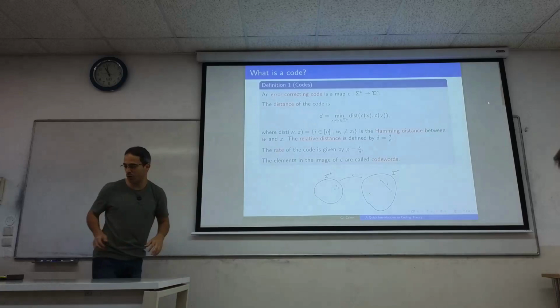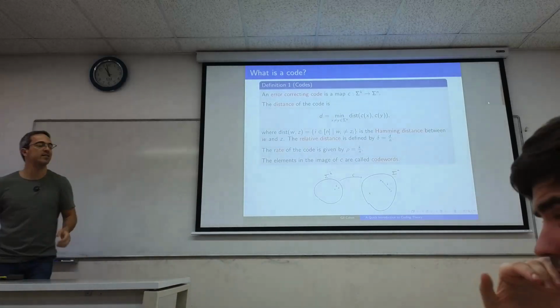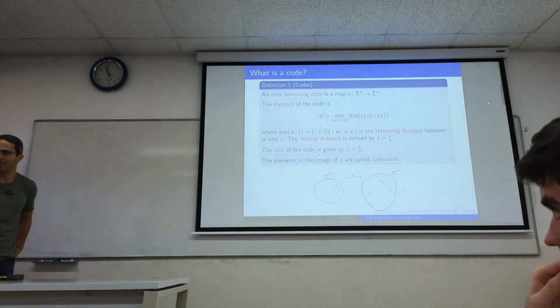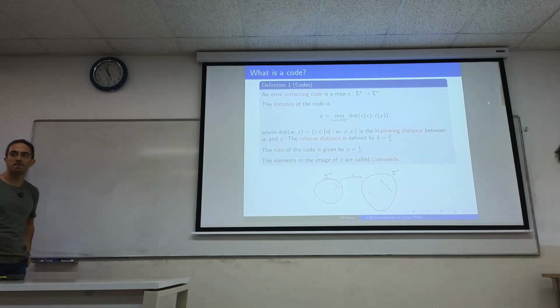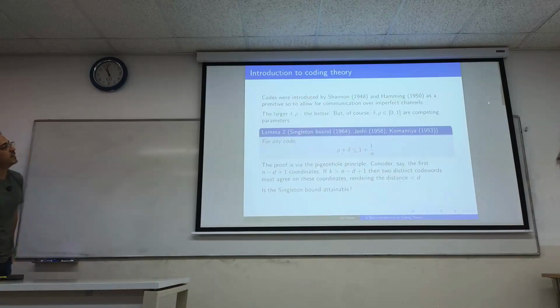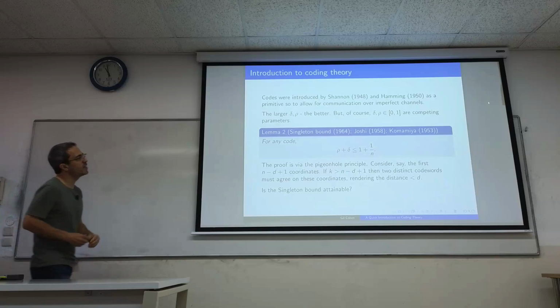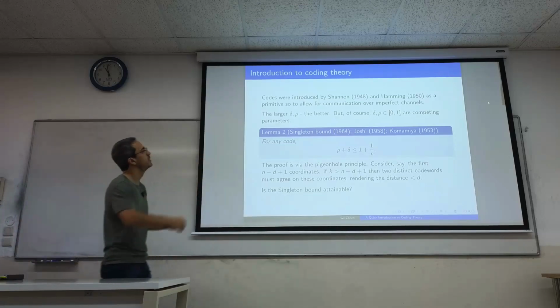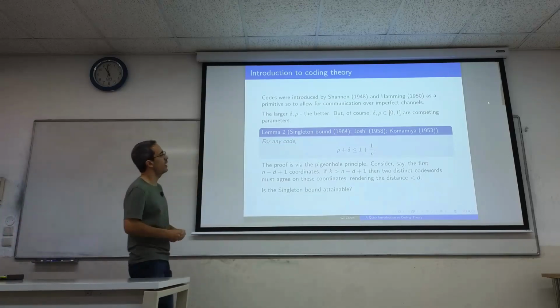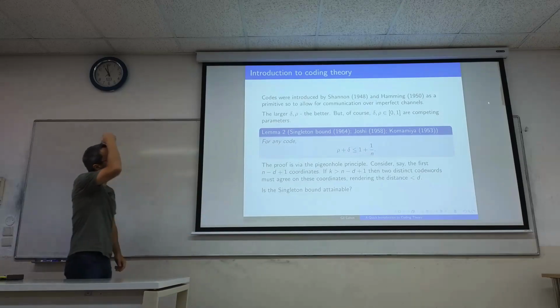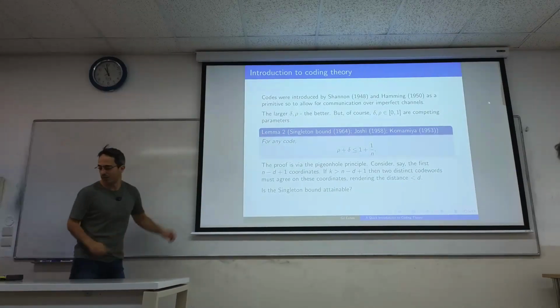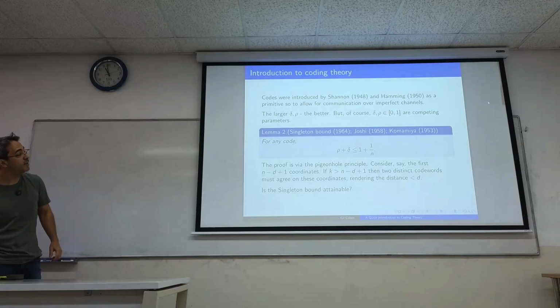They enable us to talk, but actually that's not the only reason we like codes. Codes are useful everywhere, not just for communicating. Good. So they were introduced by Shannon and Hamming as a way of talking over imperfect channels, as I said.